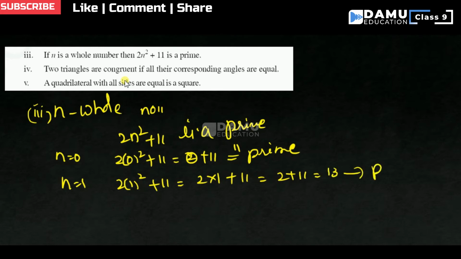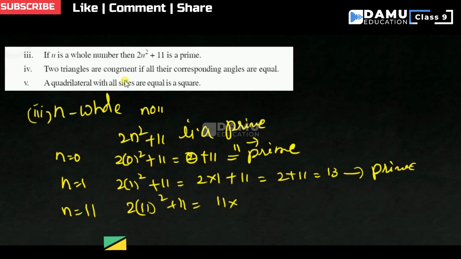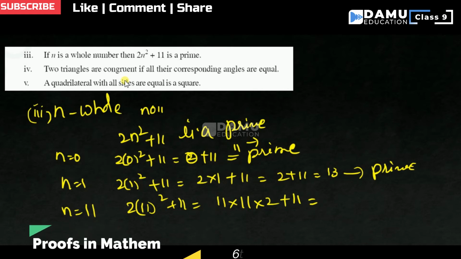Yes, 13 is also prime. So you can write like that. But now n equals 11. Let's take 2 into 11 square plus 11, that is equal to 11 into 2 plus 11. So 11 square is 11 square.